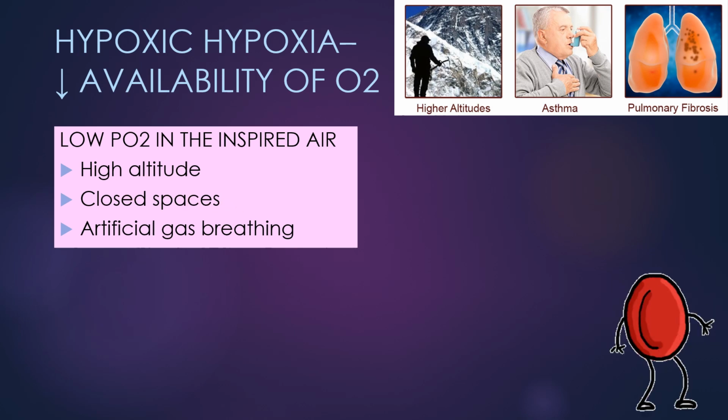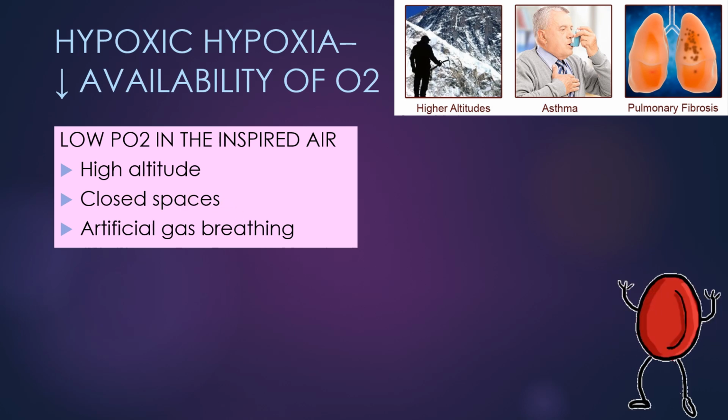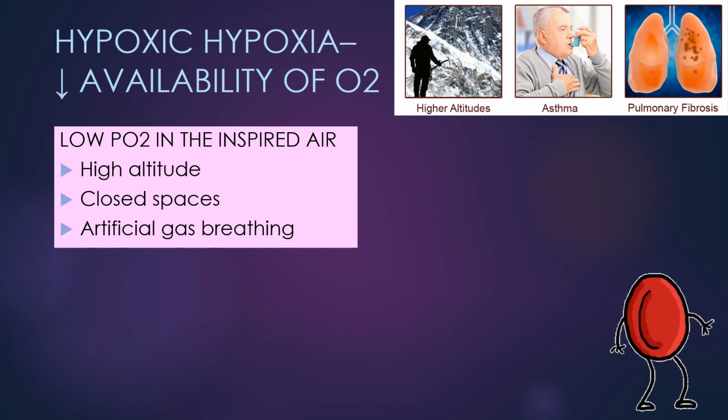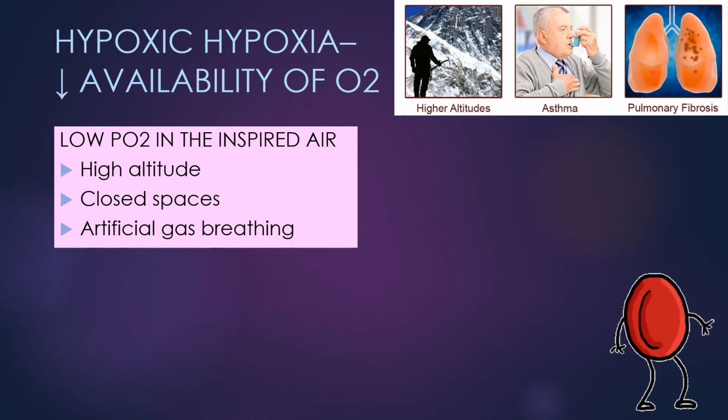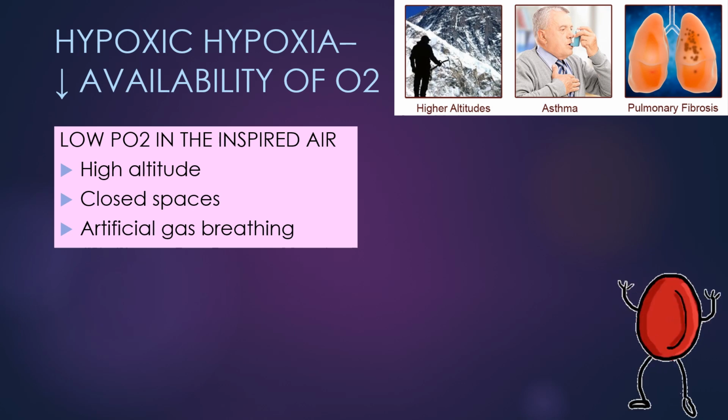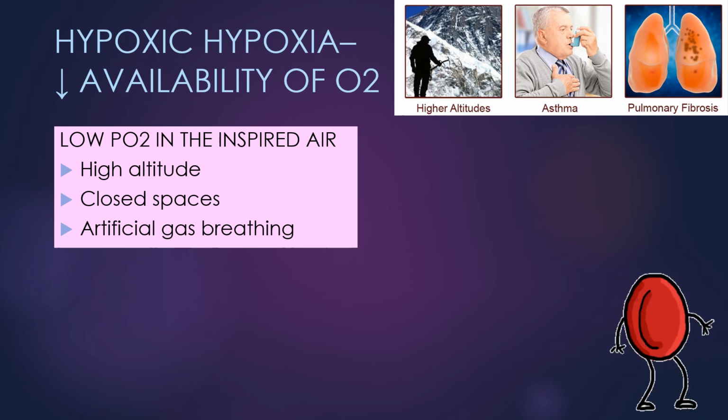Second one is when the person is stuck in a closed space. So breathing in a closed space, for example in an auditorium with a huge crowd, or you sitting in a small room for a longer time. So that can lead on to hypoxic hypoxia. And then artificial gas breathing. So a gas mixture with low partial pressure of oxygen can lead on to hypoxic hypoxia.